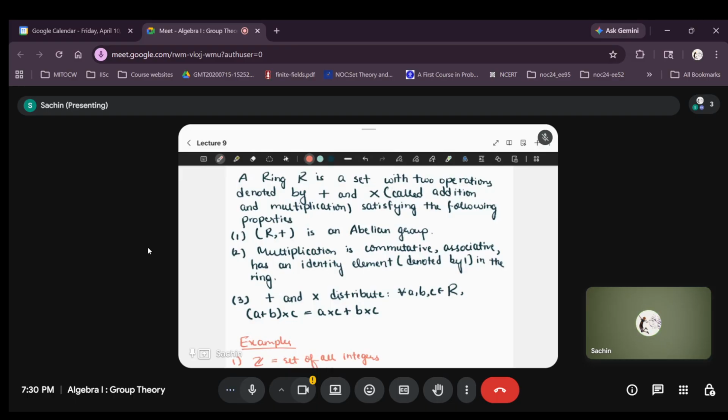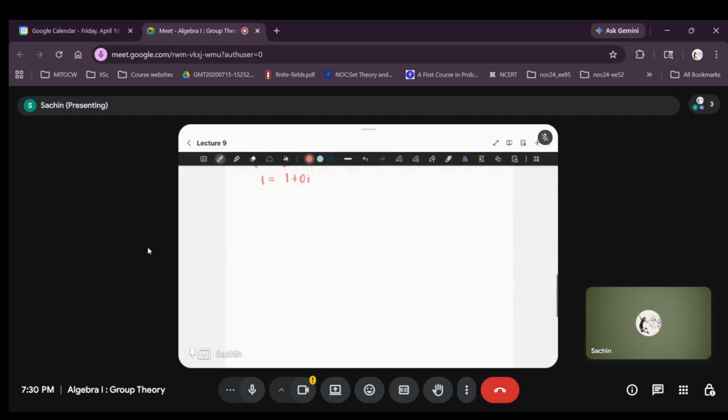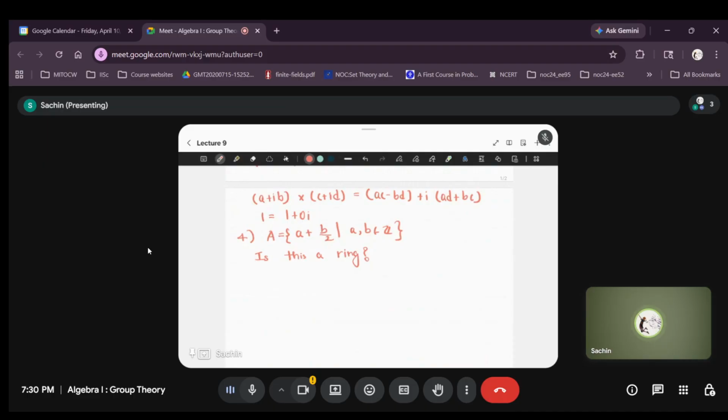Okay. Then consider the set A equal to a plus b by 2 where a and b are integers. Is this a ring? Addition and multiplication.